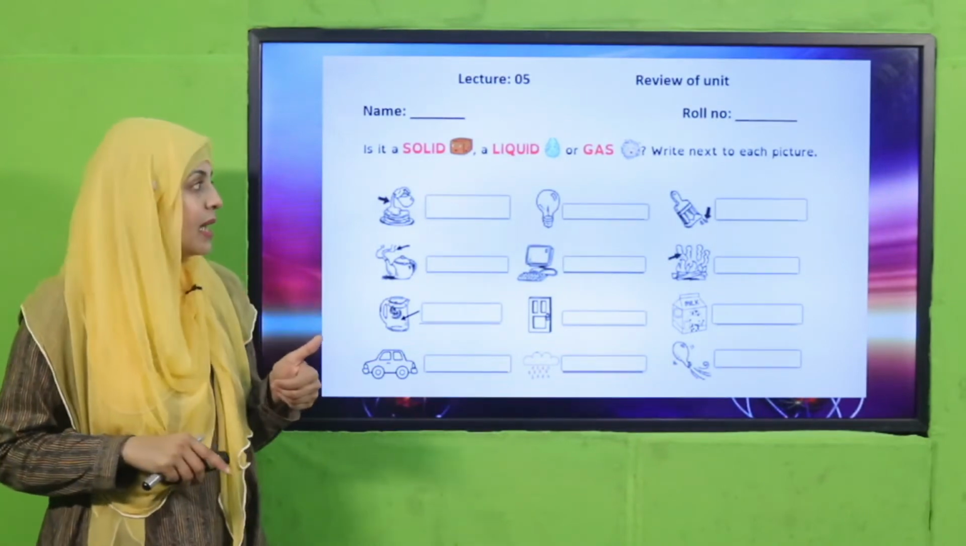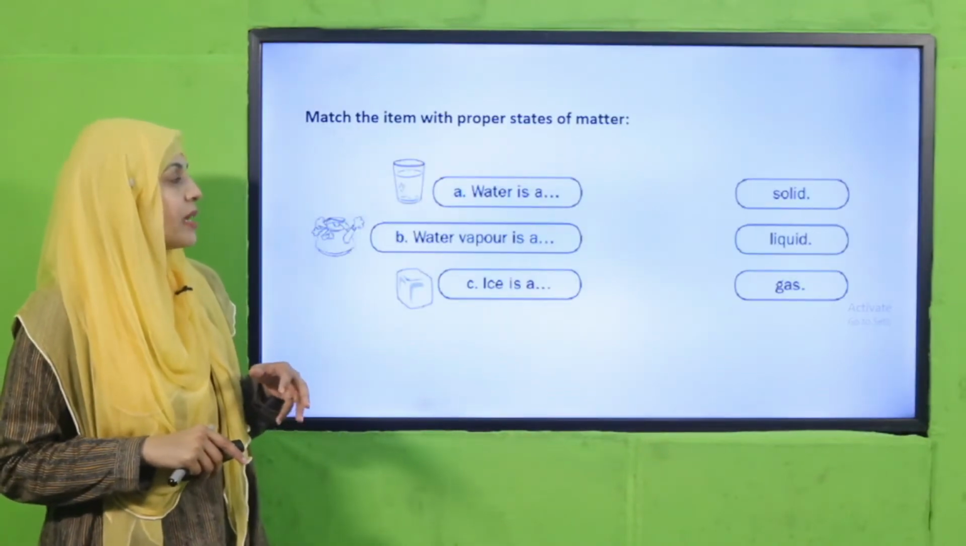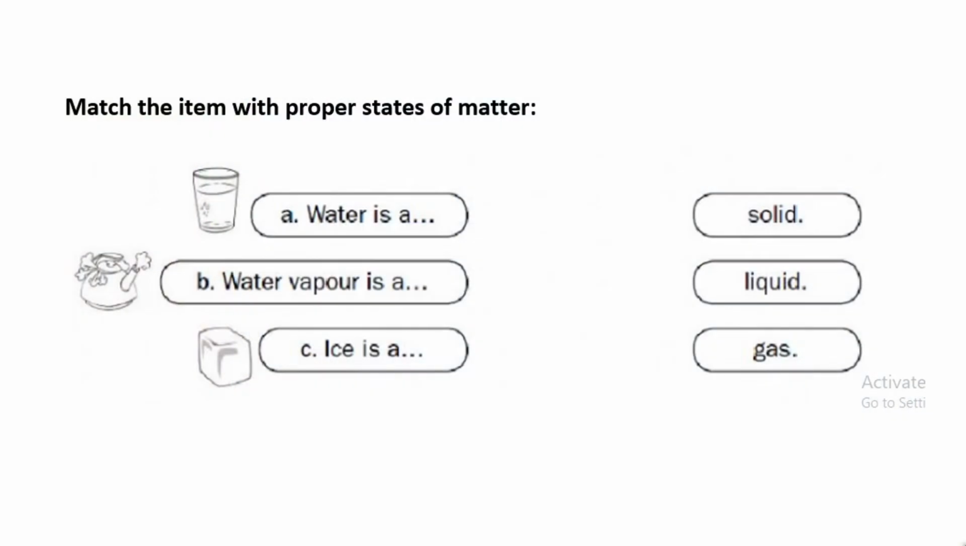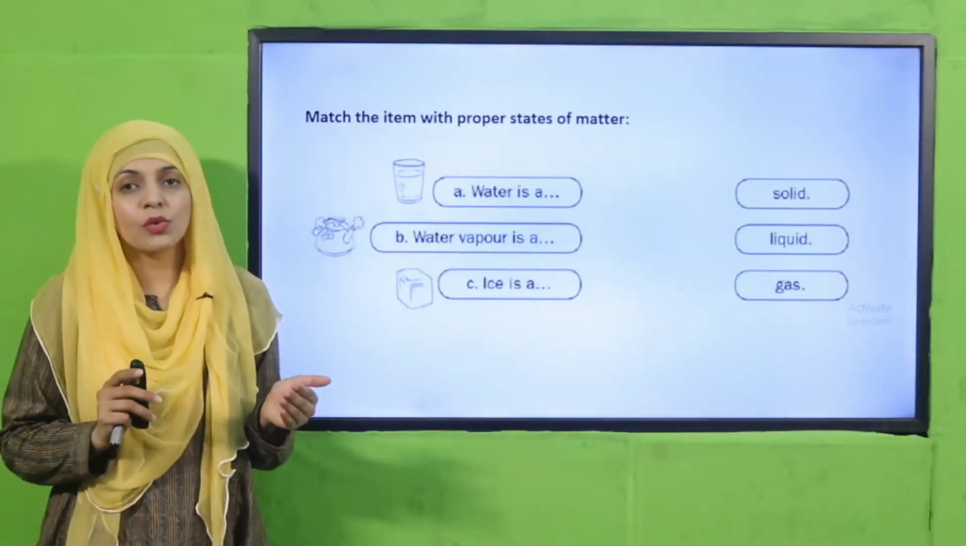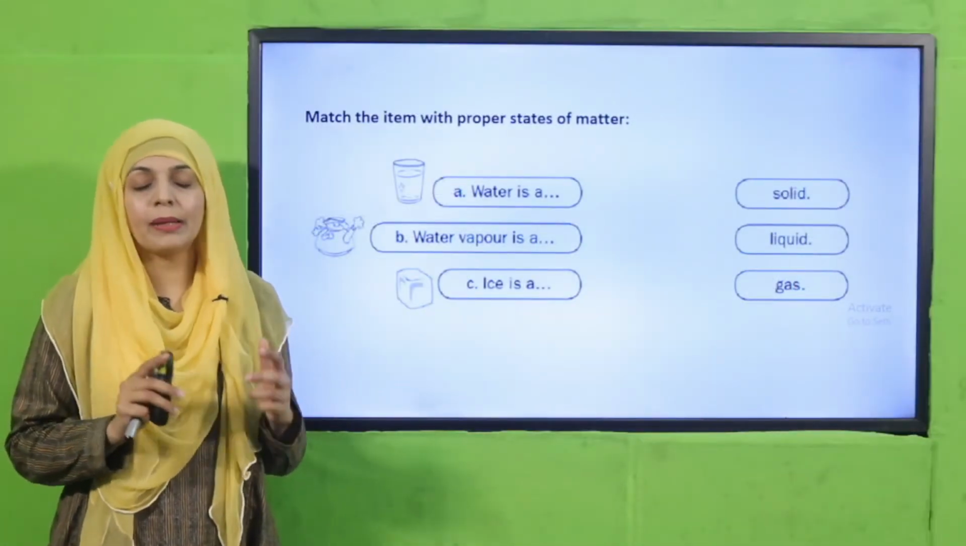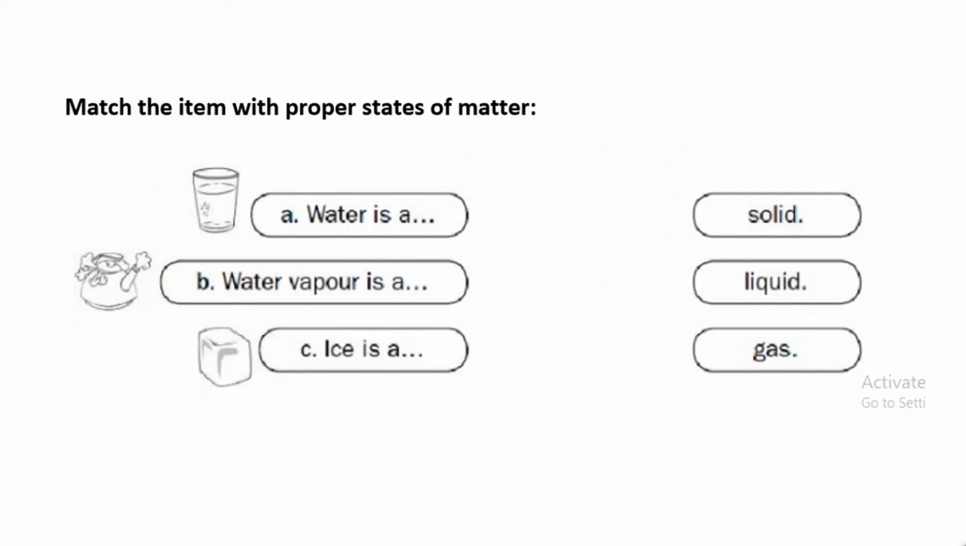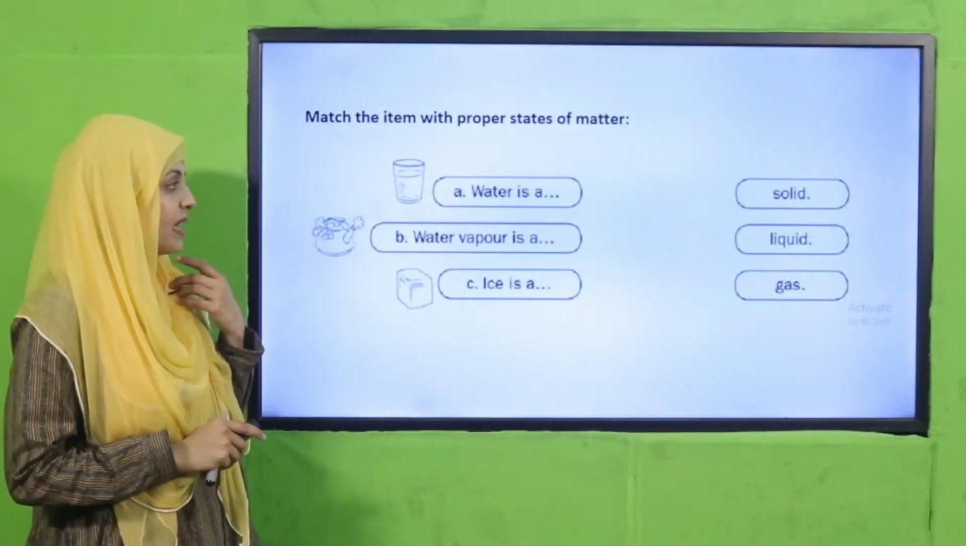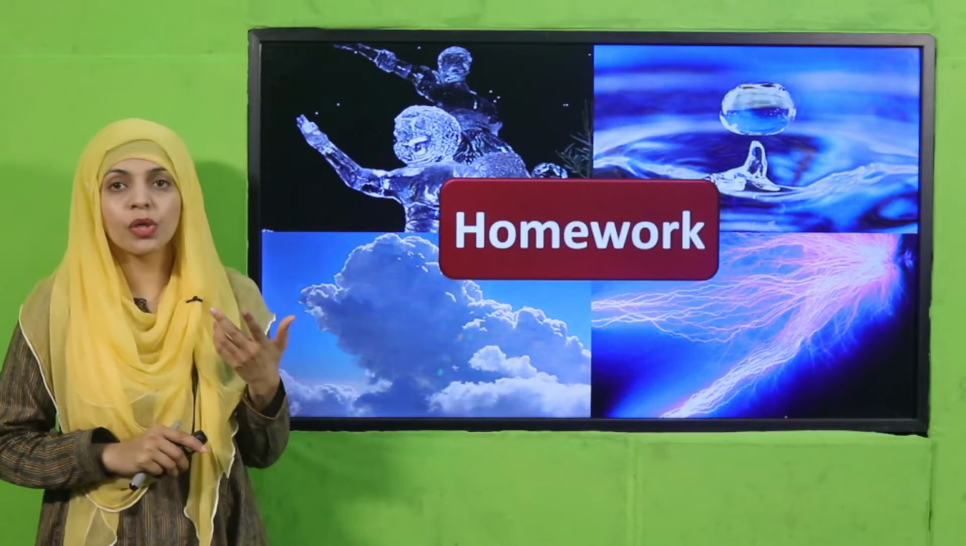So you will complete it, and next is match the item with proper states of matter. So solid, liquid and gas are the 3 states of matter, and here are 3 sentences written with the pictures. You have to match them with the correct state of matter. So you will complete this worksheet and you will submit it to your teacher. Pause the video and quickly complete it. I hope everybody has finished it. Now we will move forward towards your homework.